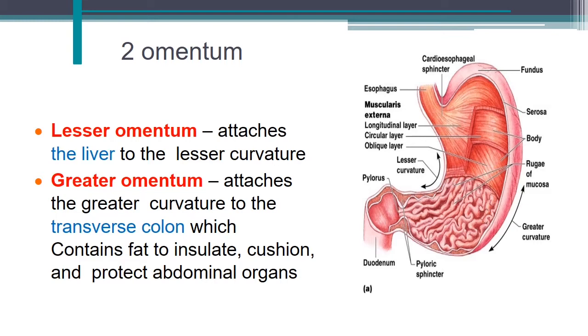Now two omentum are there. First one is the lesser omentum and second one is the greater omentum. Lesser omentum attaches the liver to the lesser curvature. Okay, and greater omentum attaches the greater curvature to the transverse colon, which contains fat to insulate, cushion and protect the abdominal organs. Okay, so these are the two omentum, lesser omentum and greater omentum.